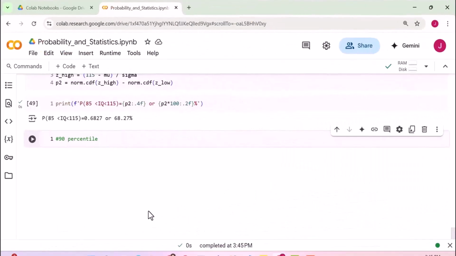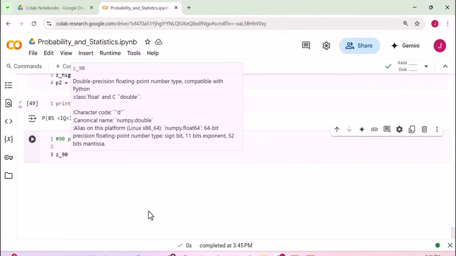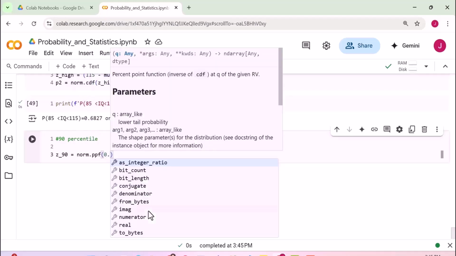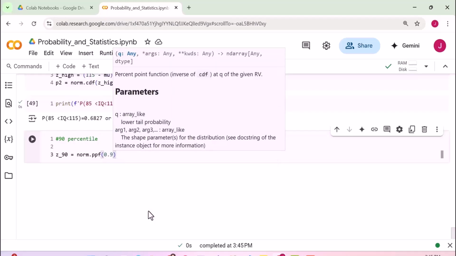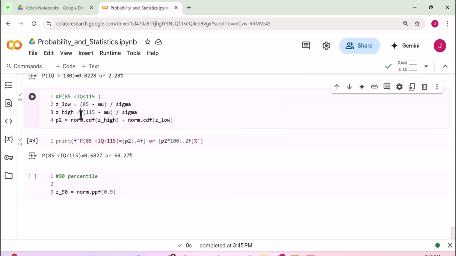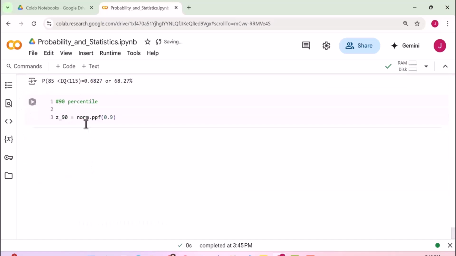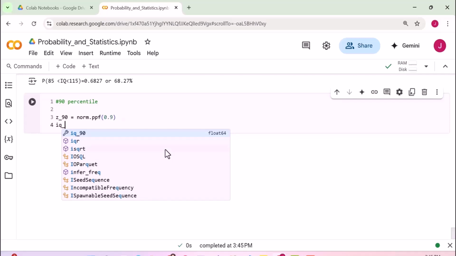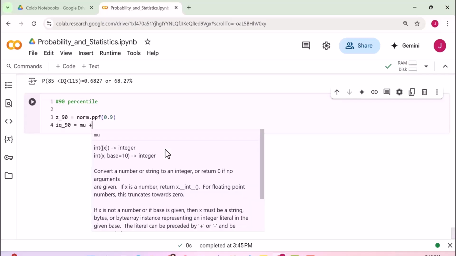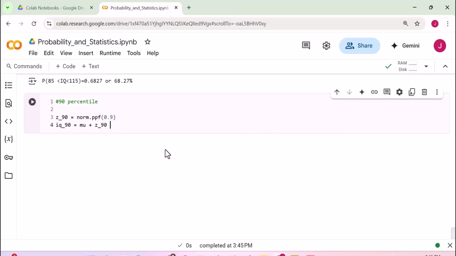I want to find the 90th percentile. So Z of 90 is equal to norm.ppf of 0.9, right? This time, we find the corresponding row number and column number, right? So here we find phi. It means we have the row number and column number, and we want to find the value. Here, we have the value and we want to find the row number. And so then IQ 90 is equal to mu plus Z of 90 multiplied by sigma.